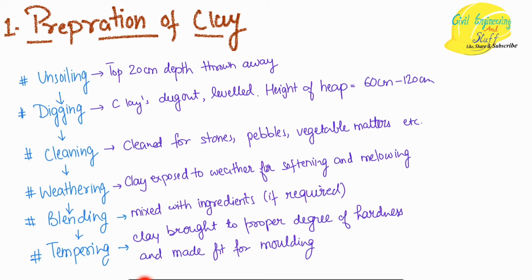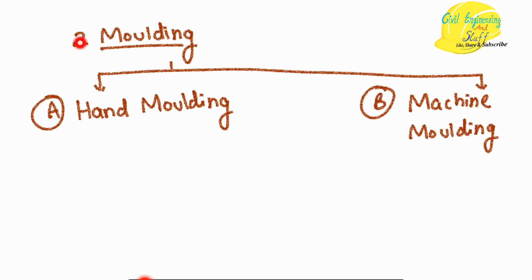So these are the steps in which the preparation of clay is done. The first is unsoiling, then digging, cleaning, weathering, blending, and tempering. So after the clay has been prepared, the second stage is molding, right?